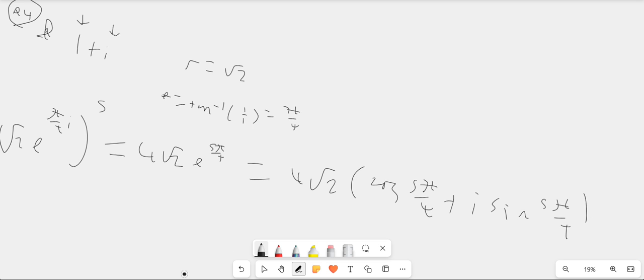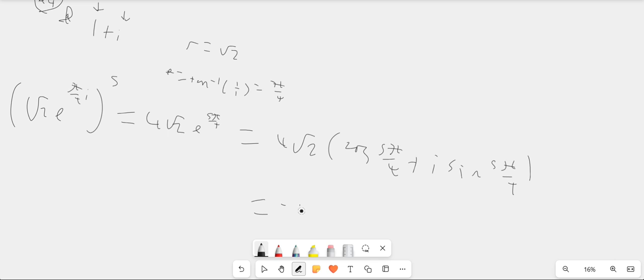Obviously, just put this in the calculator, it will simplify to minus 4i.